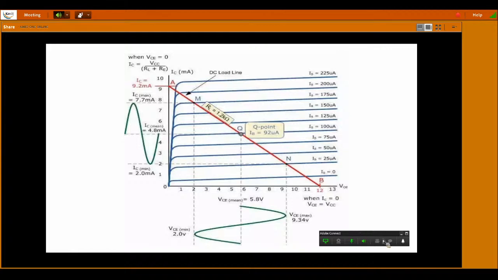Is it clear, everybody, till now? Do you have any doubts till this slide? Do you have any doubts? Is it clear, everybody?